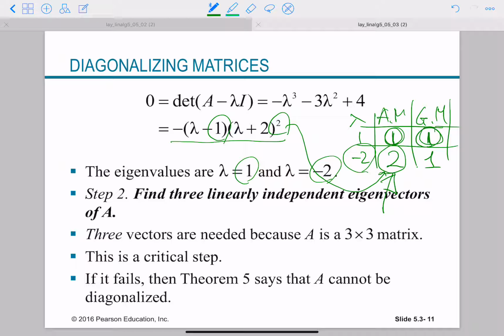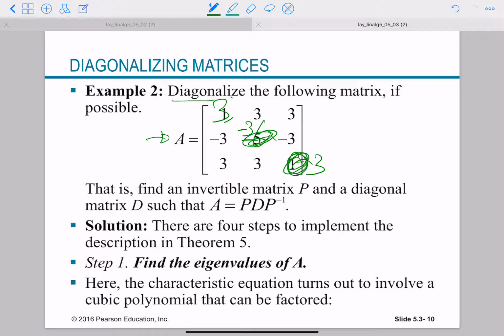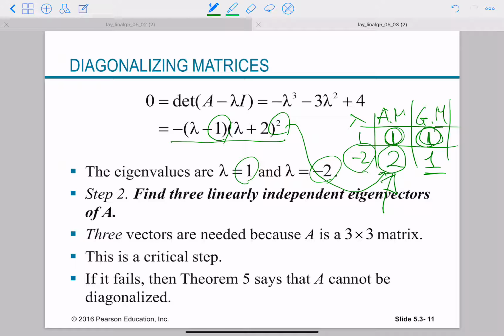So in this case, this matrix is not diagonalizable, right? Once we found this kind of pattern, we can just stop and complete the answer of this problem: okay, this matrix is not diagonalizable. That's it.